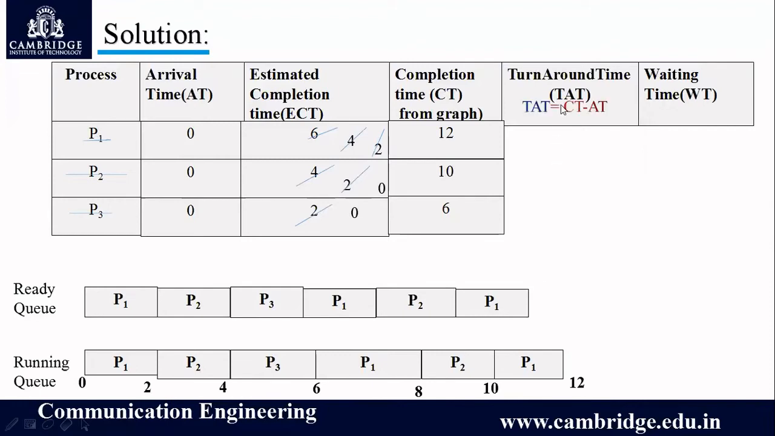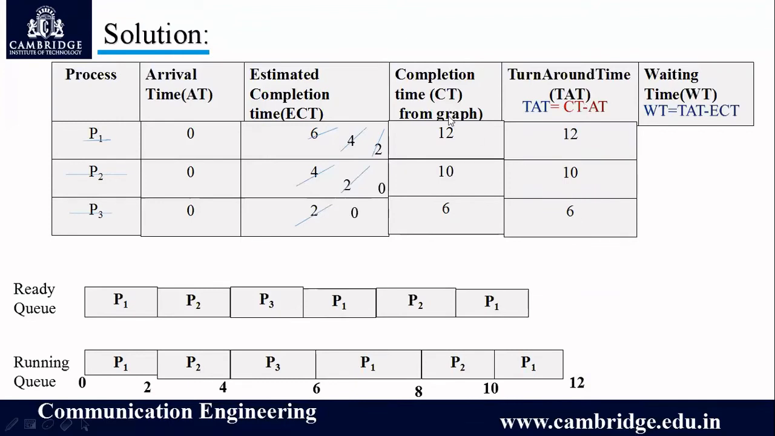Okay. Now calculate your TAT, which is CT minus AT. So 12 minus 0, 10 minus 0, and 6 minus 0. You get the same values, 12, 10, and 6. And waiting time is TAT minus ECT. So 12 minus 6 is 6. 10 minus 4 is 6. And 6 minus 2 is 4.